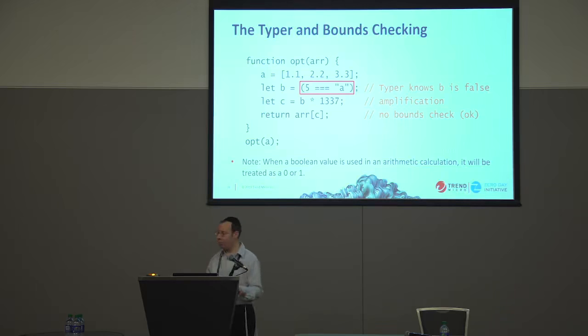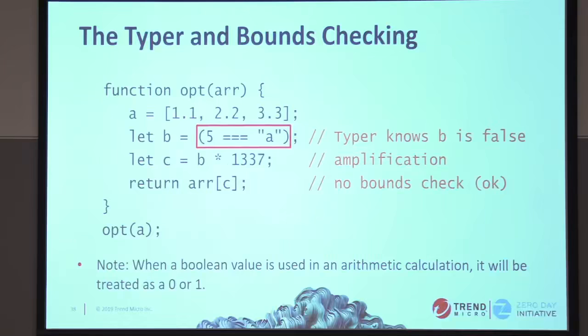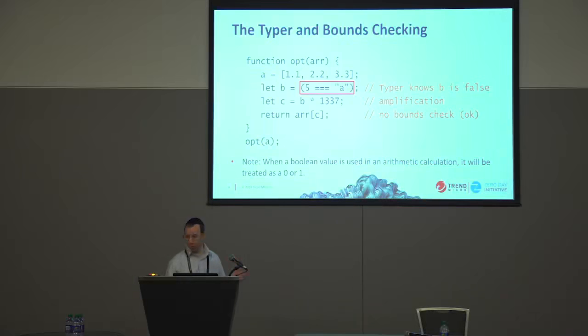Let's take an example of how faulty output from a typer could impact security. In the red rectangle that you see here, the JavaScript code is making a strict comparison between an integer and a string. The typer can deduce that these two values will never be strictly equal, so that the variable b has the known type of Boolean false. In the next line, variable b is being used in an arithmetic multiplication. And according to the rules of the JavaScript language, a Boolean value used in this way will be coerced into either a 0 or a 1.